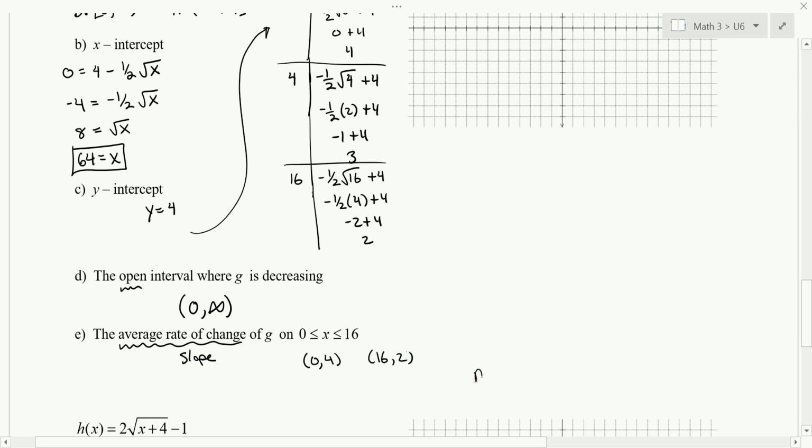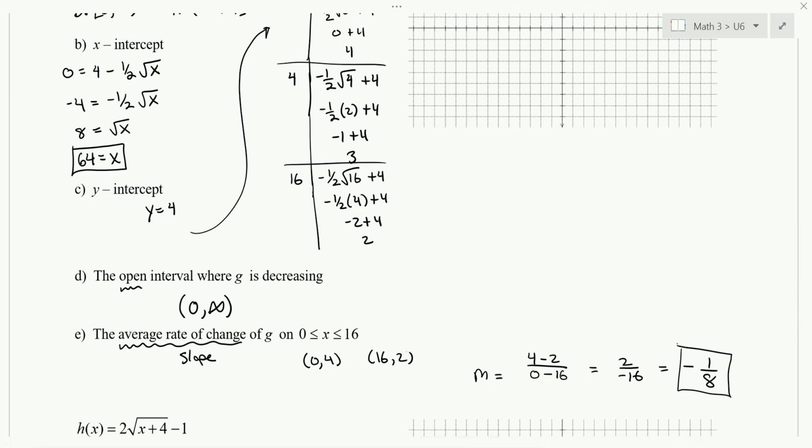And so for our slope, I'm going to take a y value minus a y value, and then the corresponding x value minus the corresponding x value. So we end up with 2 over negative 16, and then you reduce that to 1 over 8. So it's slowly decreasing at that rate on average between 0 and 16.